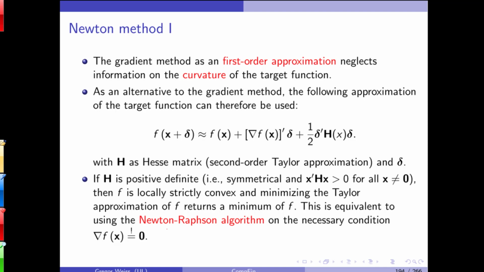If instead of the gradient method you approximate f(x plus delta) by f(x) plus the transposed gradient times delta plus half of delta transposed times the Hess matrix times delta, you will get a better approximation to the target function. And then you can calculate the iteration from this. The Hess matrix is what?